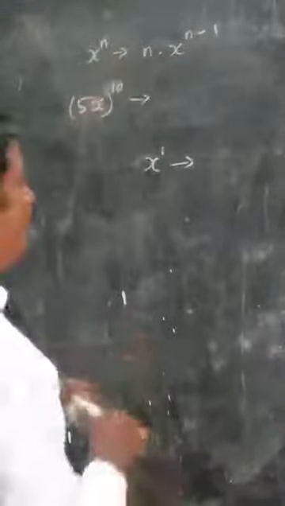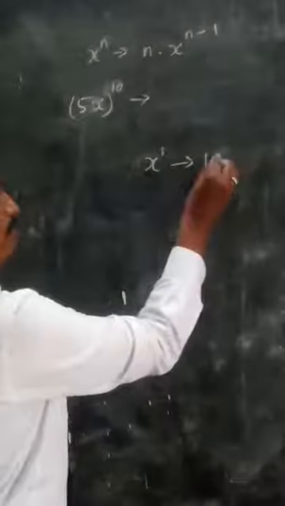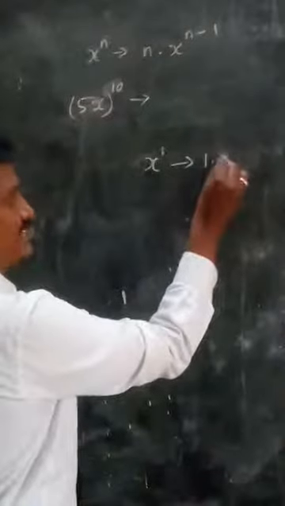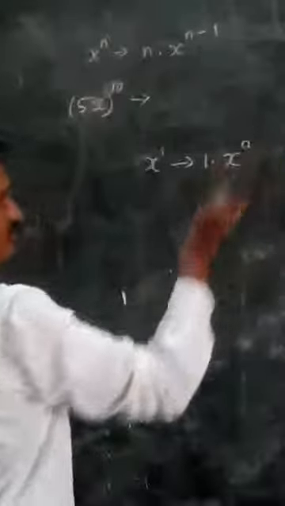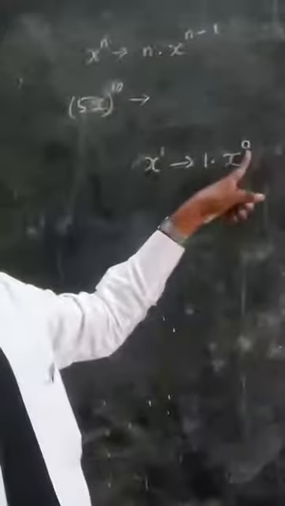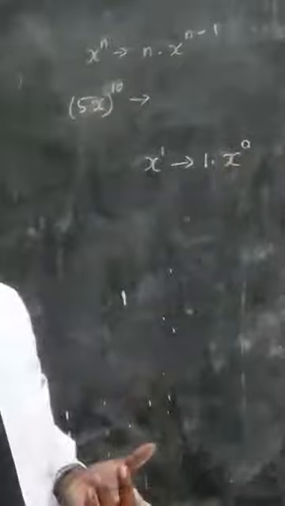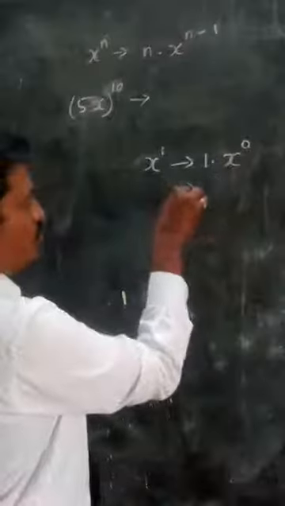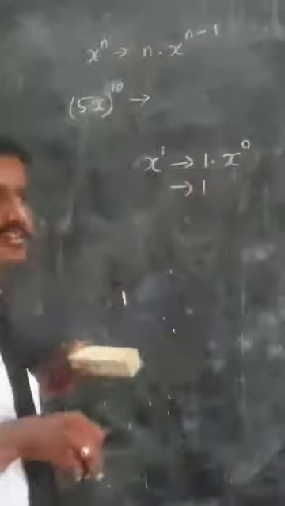x power n, what do we have to do? Bring the power to the front. So I have brought 1 before. The power gets reduced by 1, I said. So x to the power of 0. Because 1 is already present, if it gets reduced by 1, it becomes 0. You know very well, x to the power of 0, the answer is 1. So totally 1 into 1, finally the answer is 1.